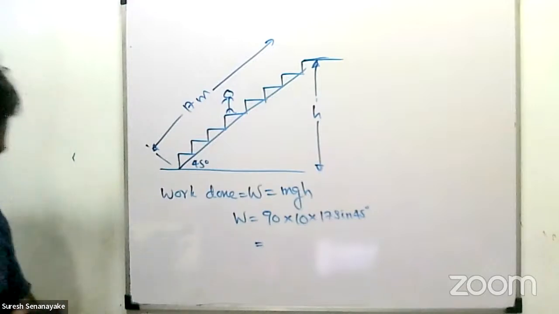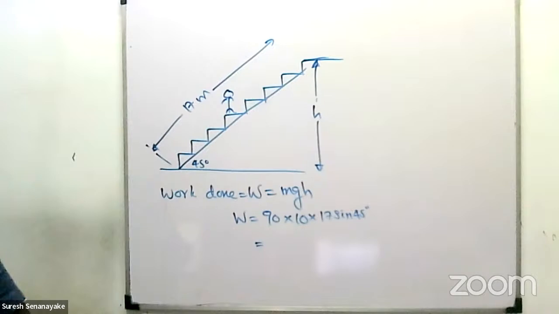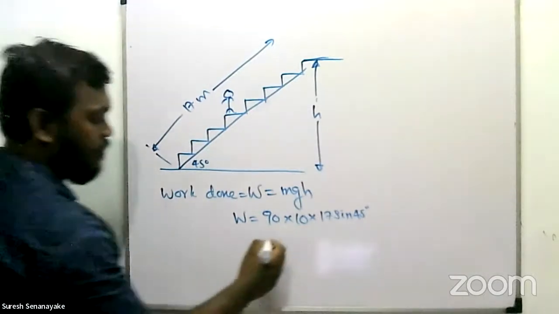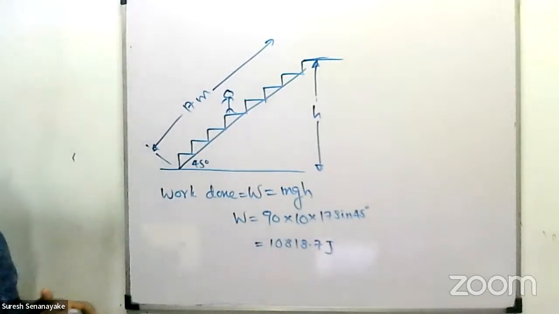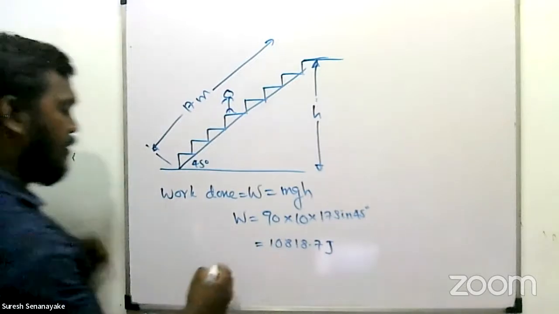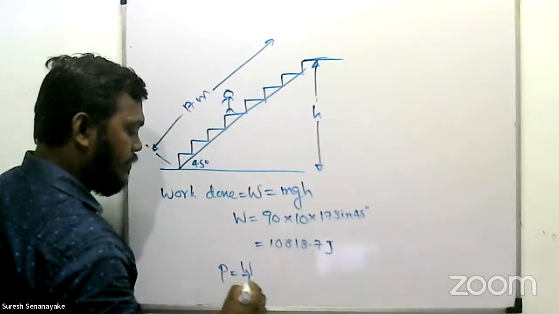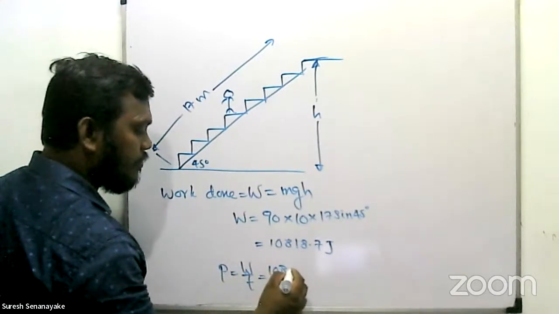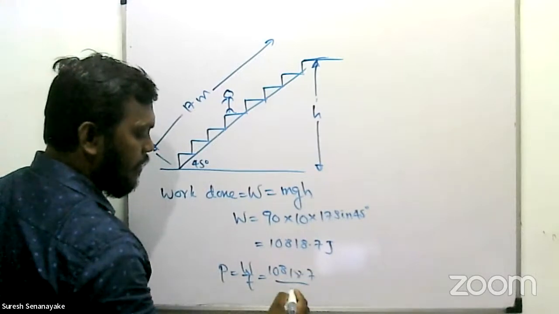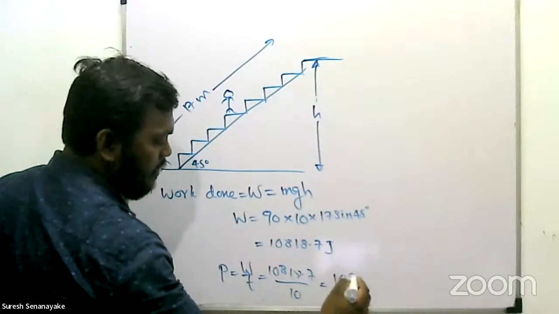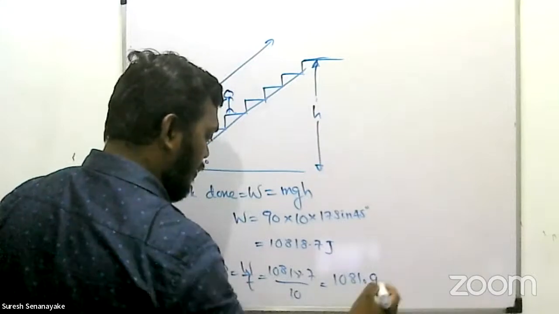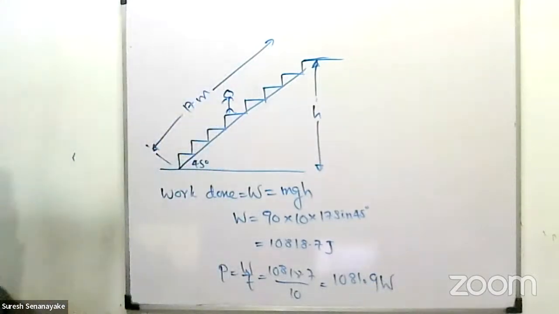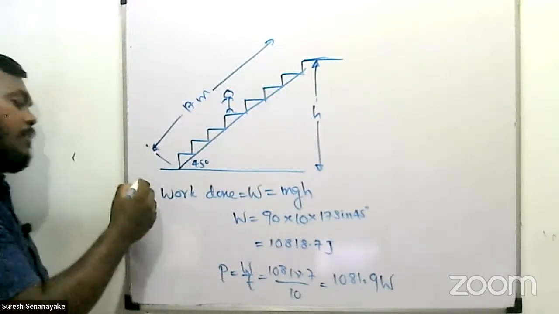That's about 10,818.7 joules. That's the work done. It's given that it takes 10 seconds to do this work. So the power equals the work done divided by the time. So 10,818.7 divided by 10 seconds gives 1081.87, about 1081.9 watts by approximation. This is the power. This is the first part of the question, right?